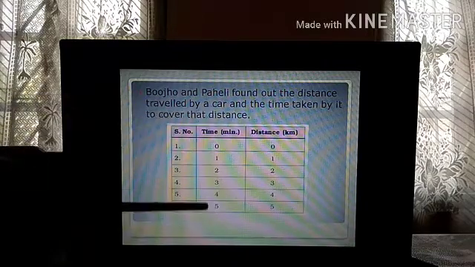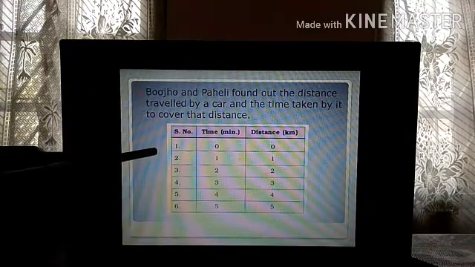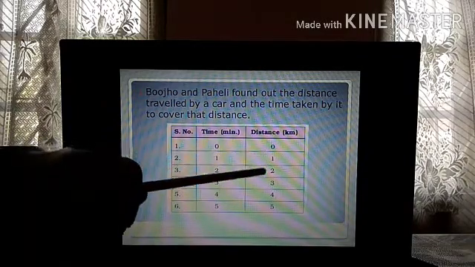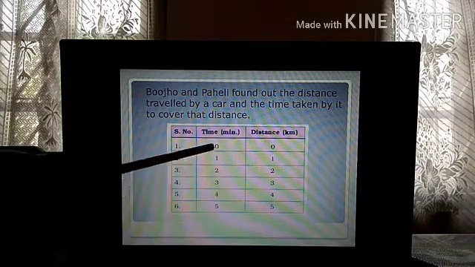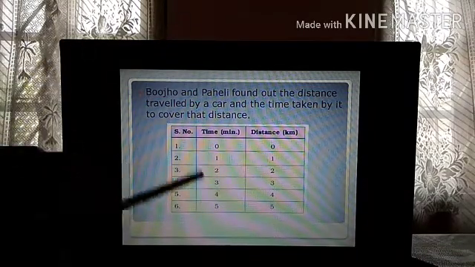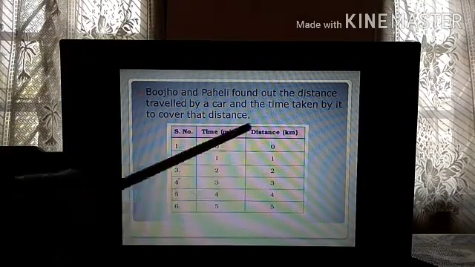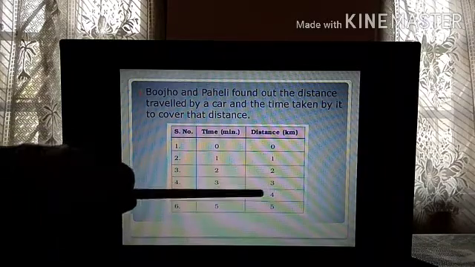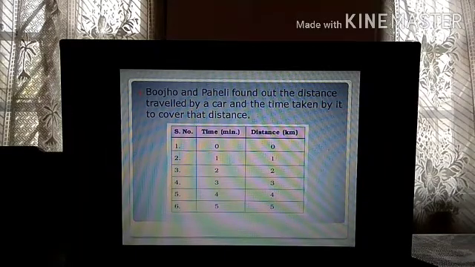So when you look at the values, is it uniform or not? It's uniform, isn't it? Because 1 minus 0 is 1, 2 minus 1 is 1, 3 minus 2 is 1, 4 minus 3 is 1, 5 minus 4 is 1. So for every 1 minute the car is traveling 1 kilometer. That means this is a uniform graph.